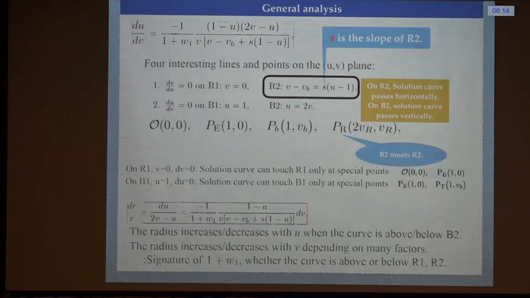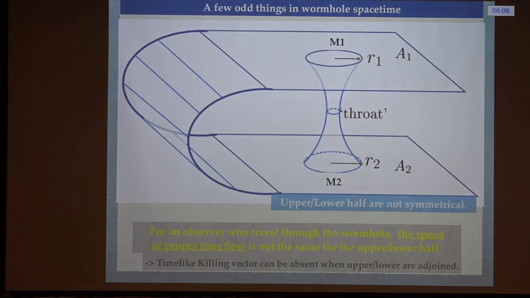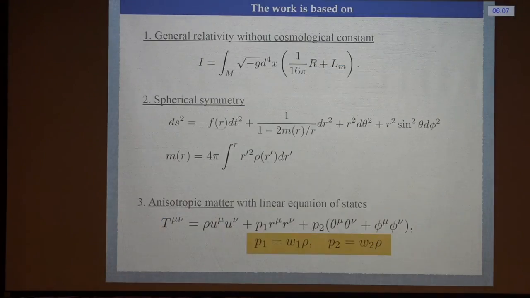Yes. That's a very nice question. Then is it also possible to have some angular? Angular? You mean a rotating solution? Yeah. There is no known rotating wormhole solution yet. But I think it is possible by incorporating the Newman-Janis mechanism or such things. It may be possible. But I didn't try it yet.